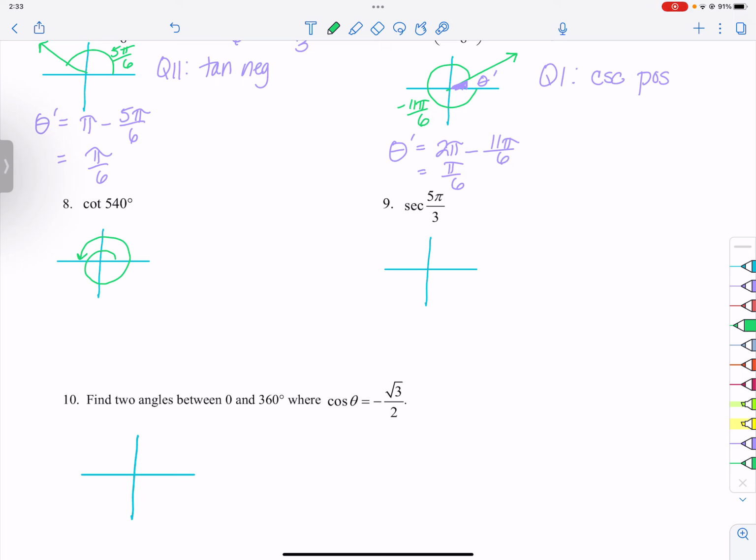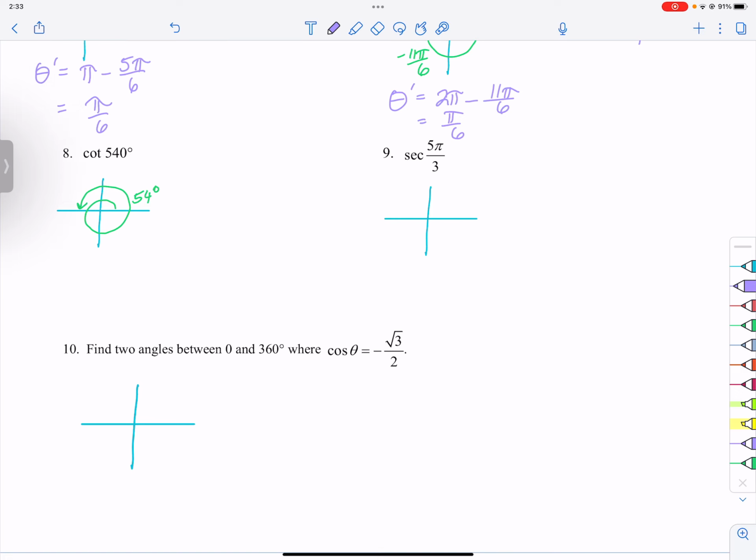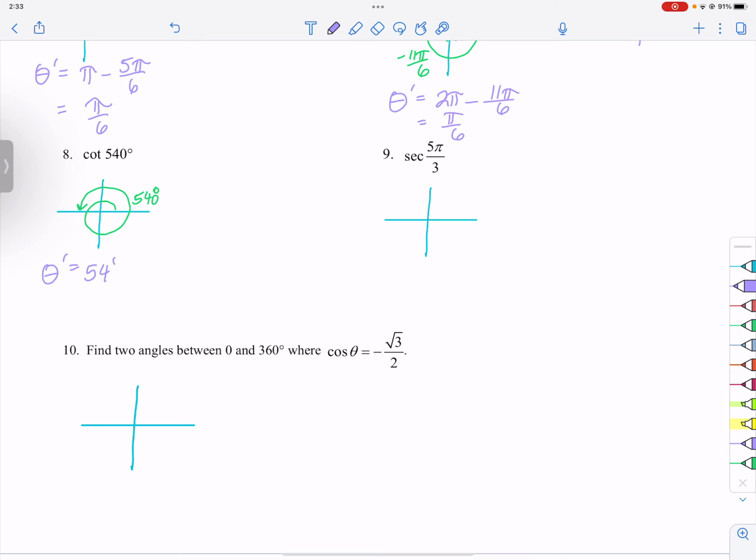Well, this is 540 degrees, and our theta prime is going to be 540 degrees minus 360, and we get 180 degrees. So this here is theta prime.